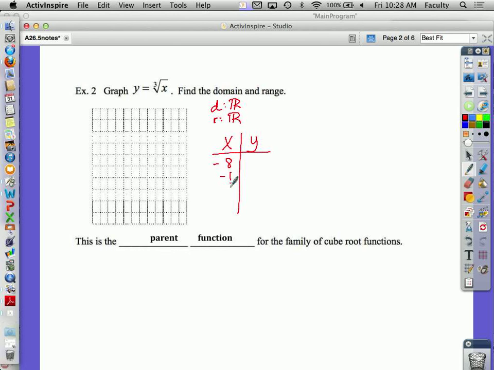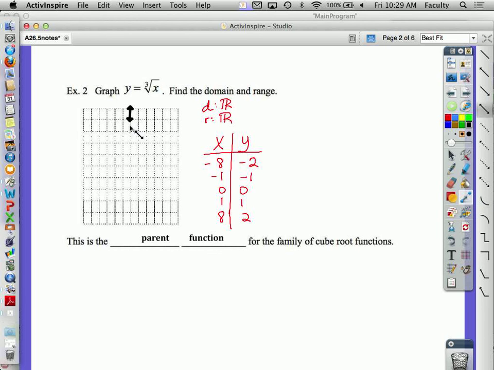All right, now I want you to look at the table that I'm using for my cube root. I have negative 8, negative 1, 0, 1, and 8. Why have I selected those numbers? Carmel? Because those are the perfect cubes. Yeah, they're all perfect cubes. So the cube root of negative 8 is negative 2, negative 1, 0, 1, and 2.